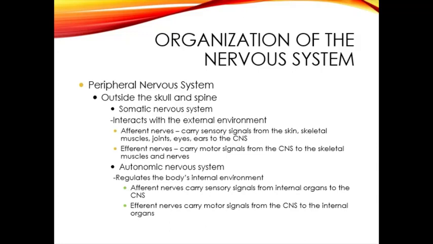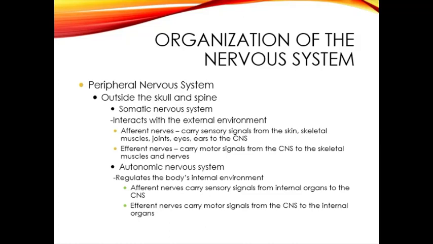So, ulitin ko, kapag somatic nervous system, it interacts with the external environment, no? It can be afferent nerves, no? From our senses to the brain, to the CNS rather, no? Or it can be efferent nerves from the brain, no? Motor signals going to the skeletal muscles and the nerves. So, palabas naman siya.